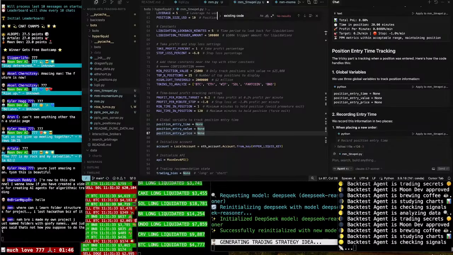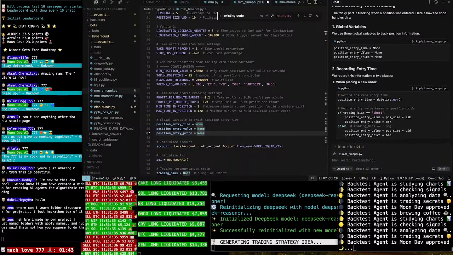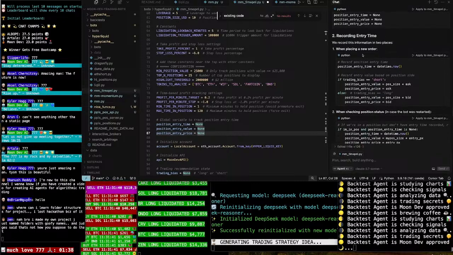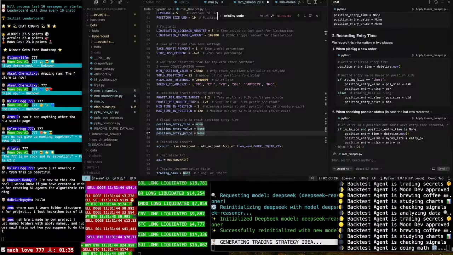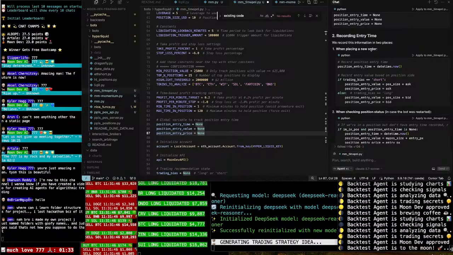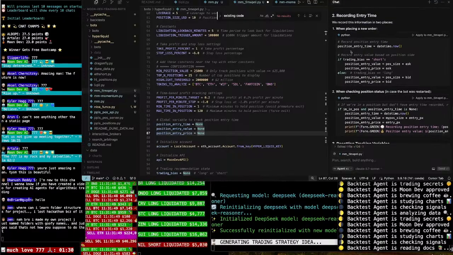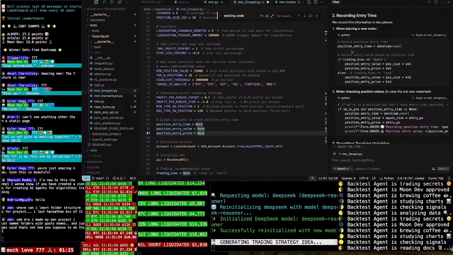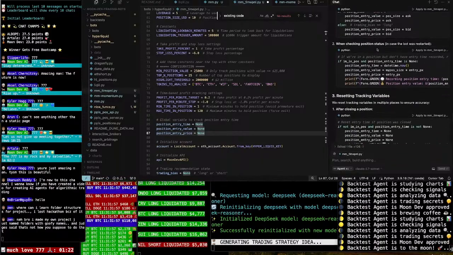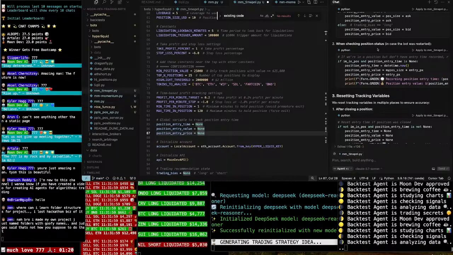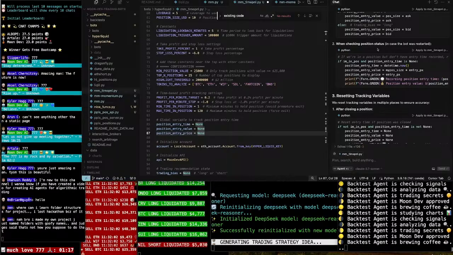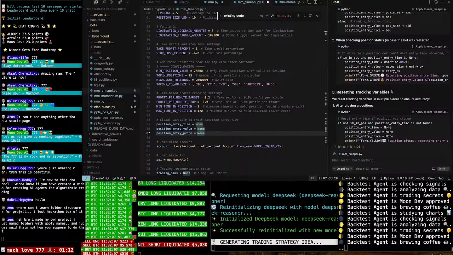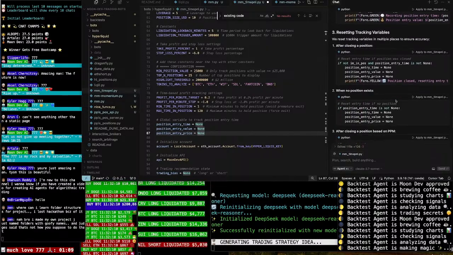We use 3 global variables to track position information: position entry time equals none, position entry value equals none. Recording entry time: we record this information in 2 places. When placing a new order, we get the date time. When checking position status, position entry time. Resetting tracking variables.